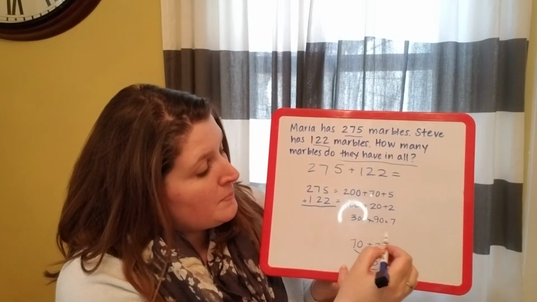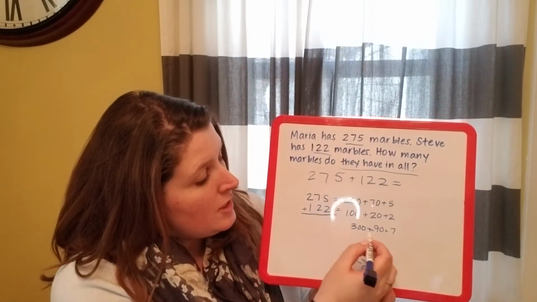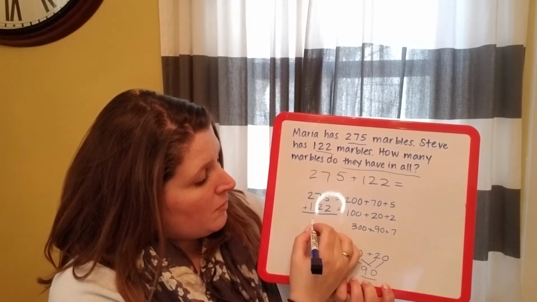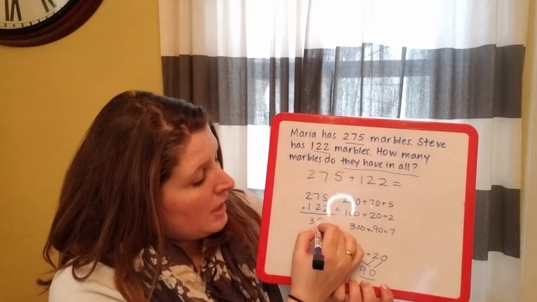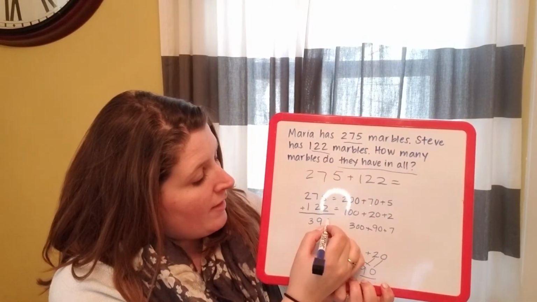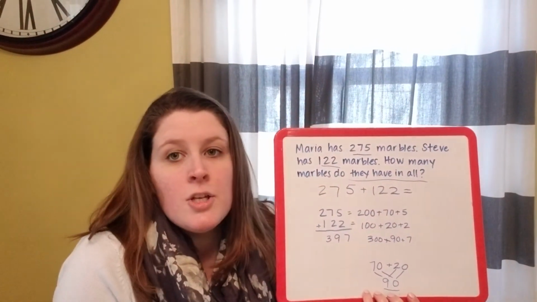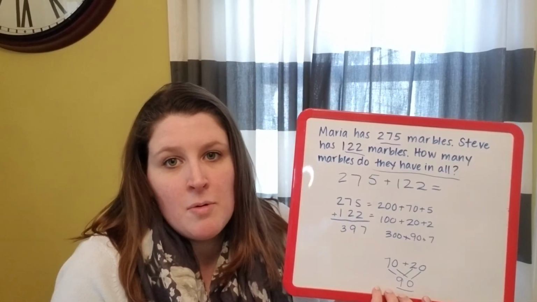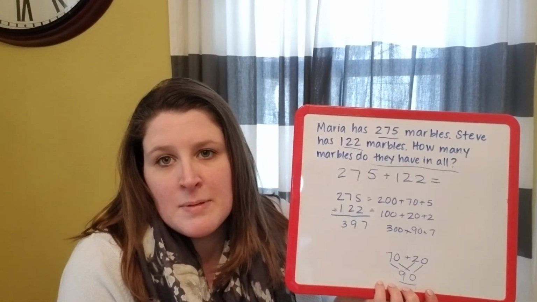Now, this is the expanded form version of our answer. So to put it all together, we would do 300 plus 90 plus 7. So in our hundreds place, we have a 3. In our tens place, we have a 9. And then in our ones place, we have a 7. So that's the stack and stretch method for solving three-digit addition problems with a little bit of a break apart for our tens place in the middle.